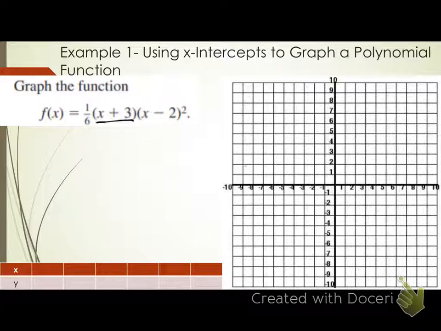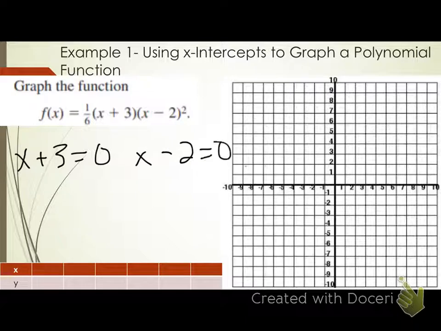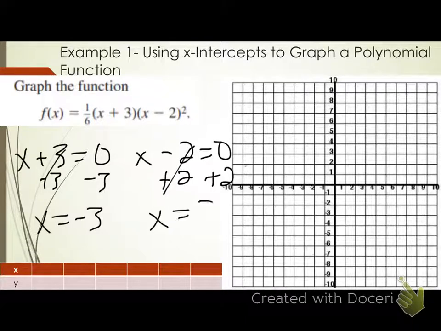Remember, if it's already in factored form, I can just set each factor equal to 0 and solve for x. So subtract 3, I get x equals -3. Add 2, I get x equals 2. So I can go ahead and plot these points on my x-axis. I'm going to go left 3 on my x-axis and put a point. Go right 2 on my x-axis and put a point. Those are my zeros, aka my x-intercepts.